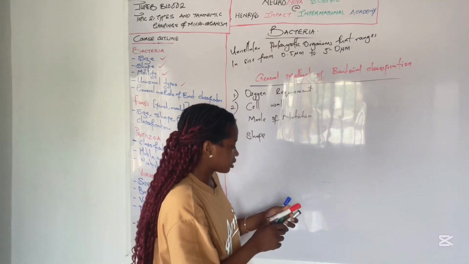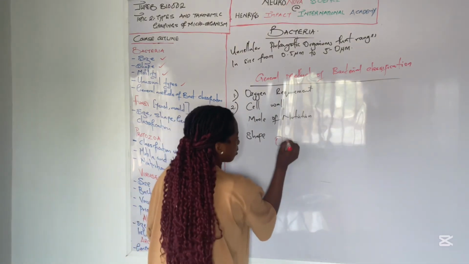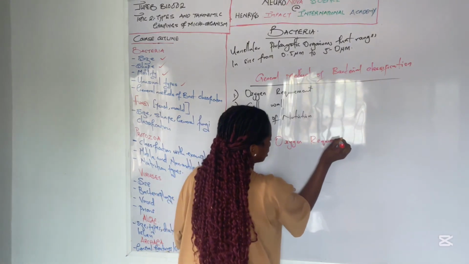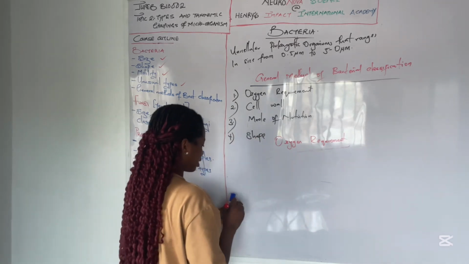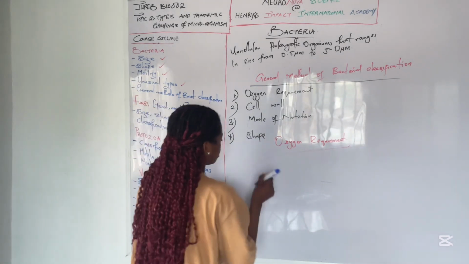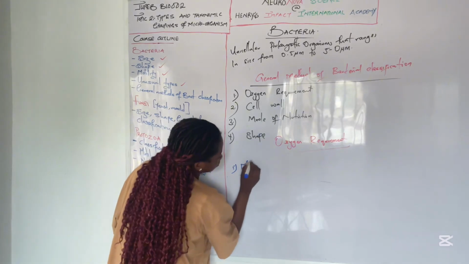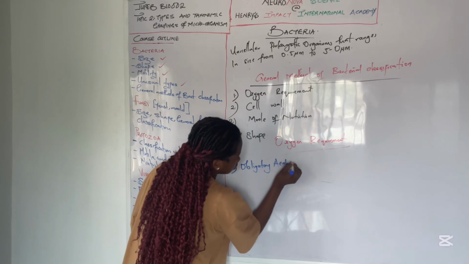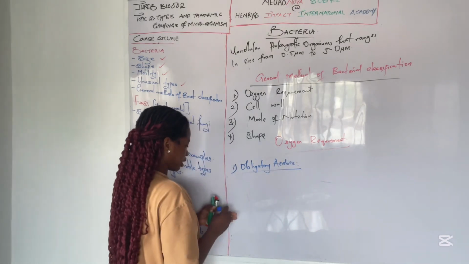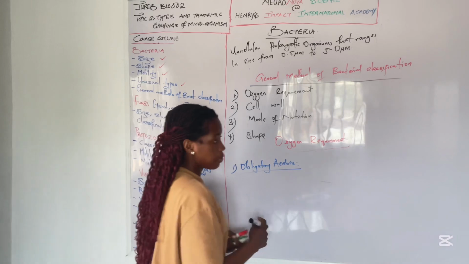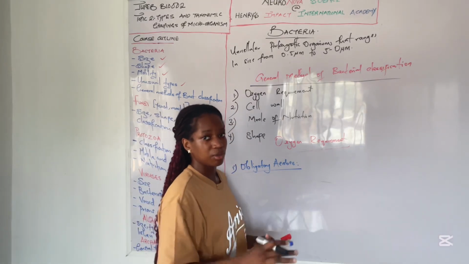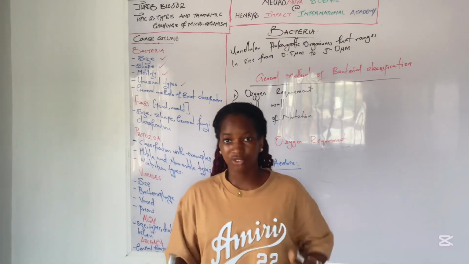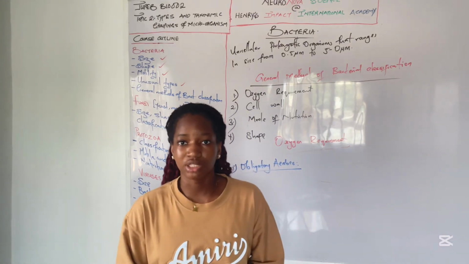So we're talking about classifying bacteria based on oxygen requirements. There are three major types of bacterial classification based on oxygen requirements. We have the first one as the obligatory aerobe. So what are obligatory aerobes? These are bacteria that live in oxygen-rich environments. They inhabit oxygen-rich environments, and oxygen aids in their growth and cell modification. The absence of oxygen can be detrimental to their growth.